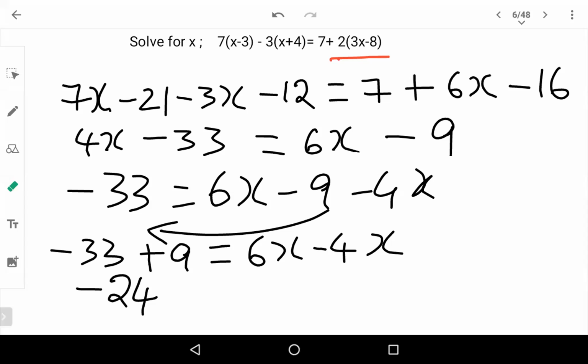Okay, so in that, if you calculate directly, you get minus 24 is equal to 6x minus 4x. So 6 minus 4 is 2x.